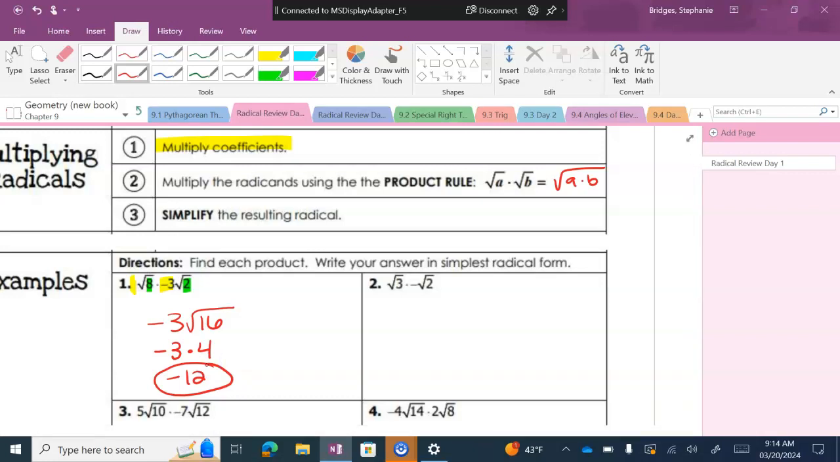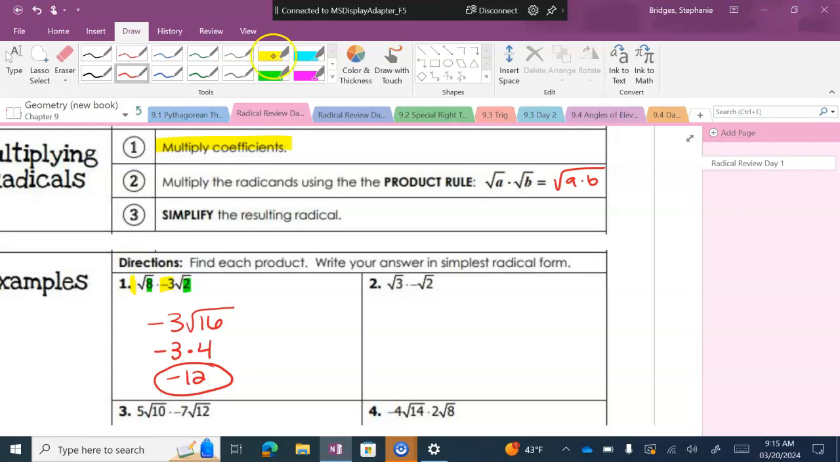Okay. So try to multiply the coefficients, the numbers that are in front of the radicals. If there is nothing there, it is understood that there is a 1. Okay, if there is a negative, that means it is a negative 1. So multiply the numbers in front of your radicals first. Then multiply the numbers under the radical sign. Then we're going to try to see if we can simplify.